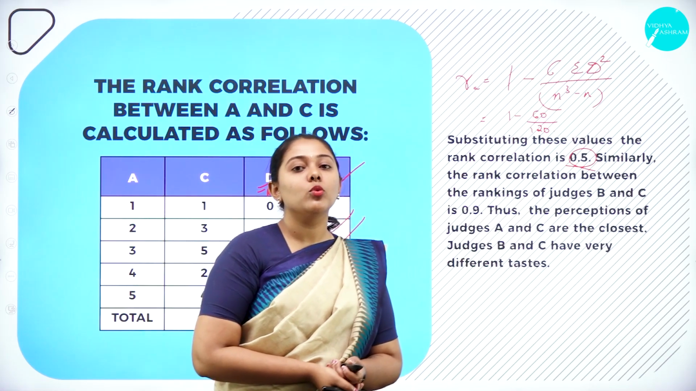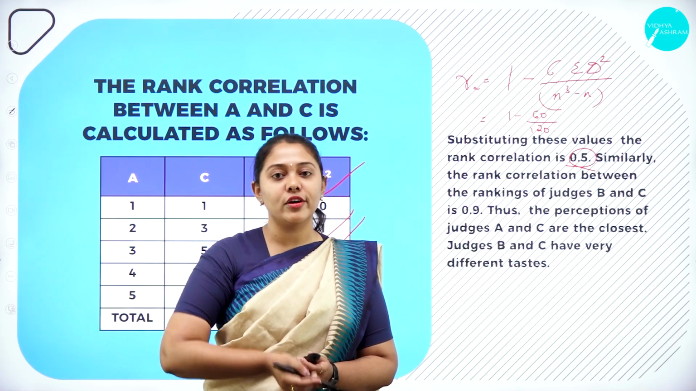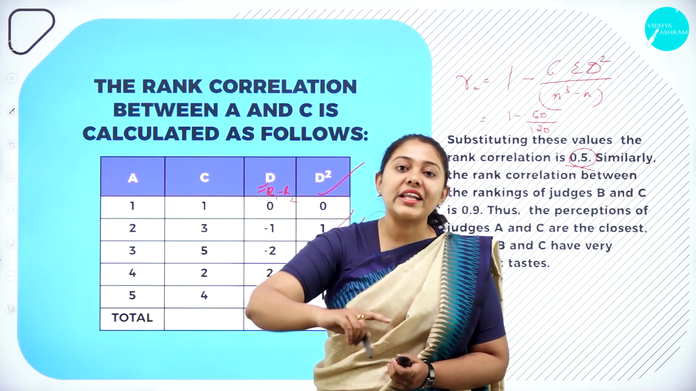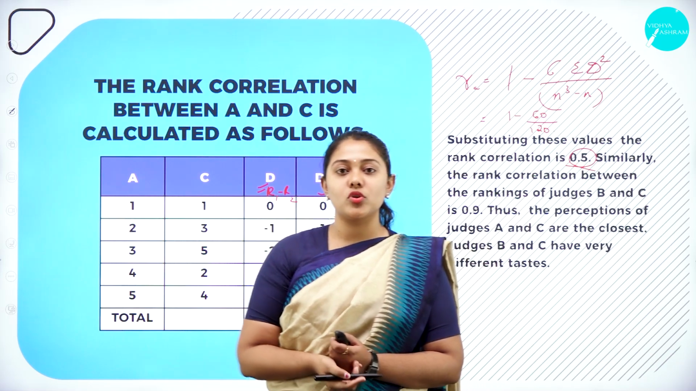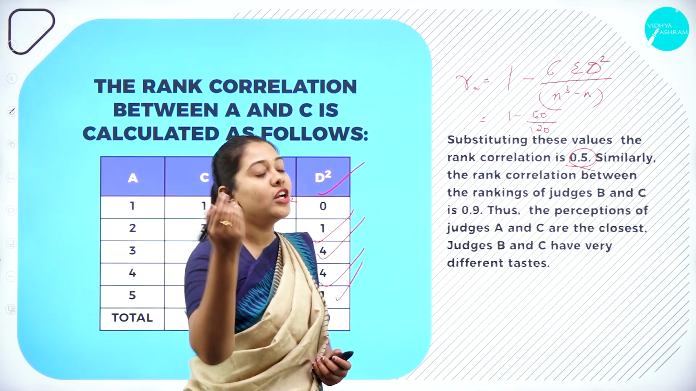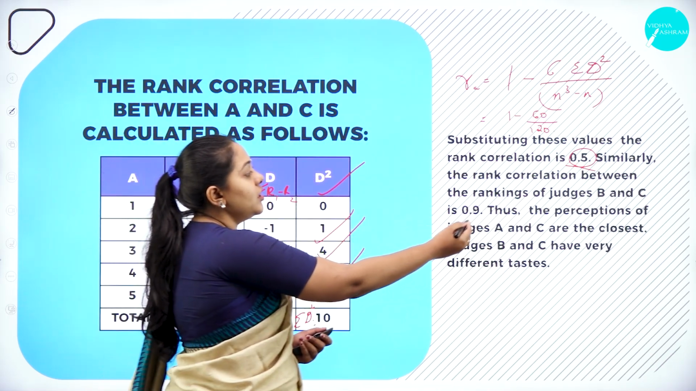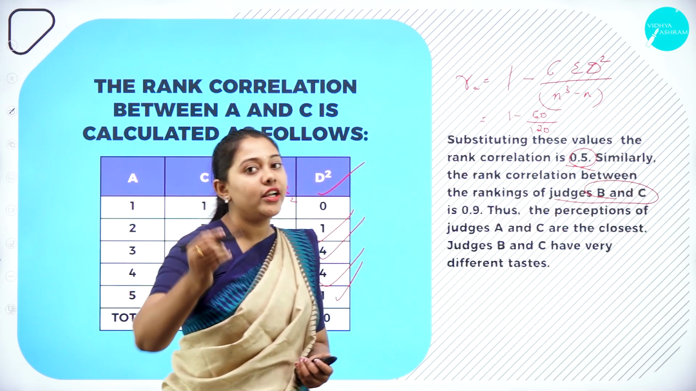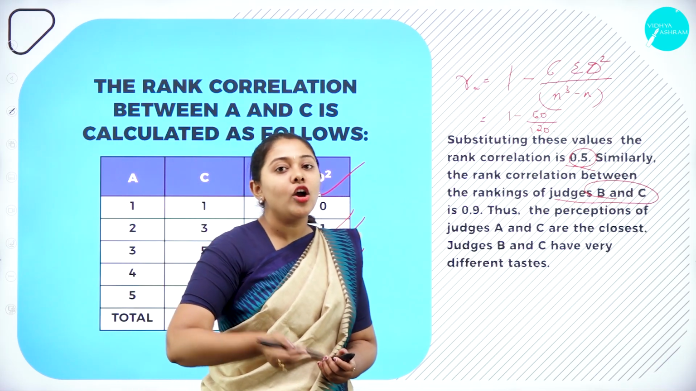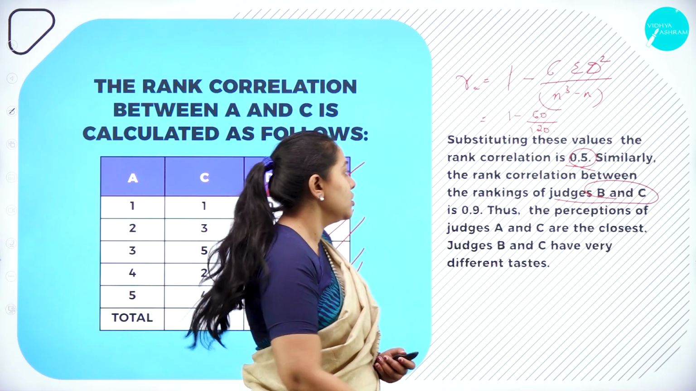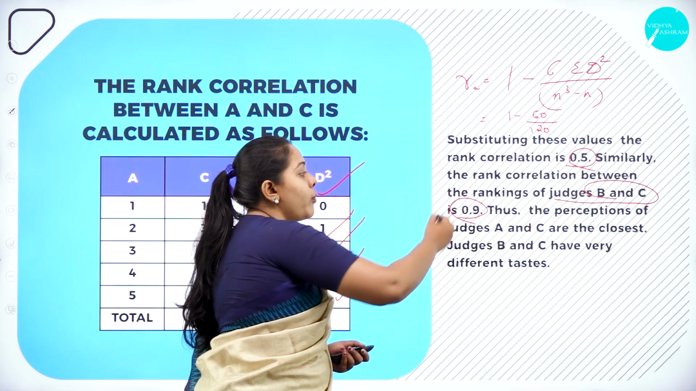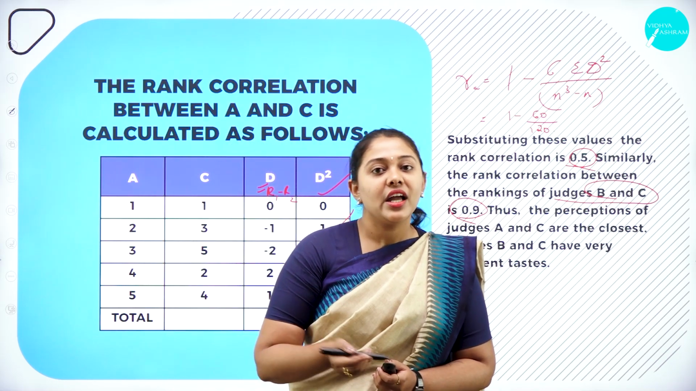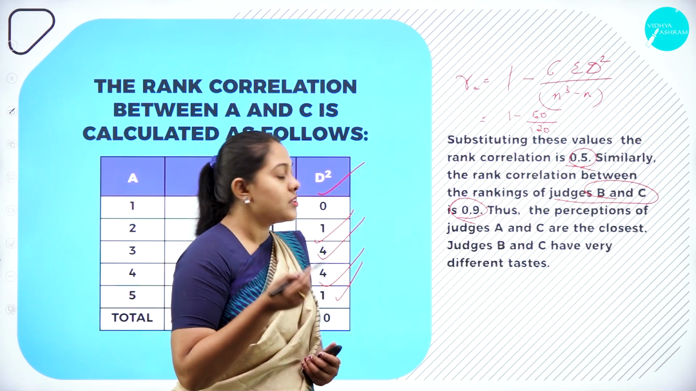Similarly, you have to do it for the remaining pair, that's homework for you, my dear students. To make you understand better, you need to solve the problem. So test yourself by solving the problem between Judge B and Judge C and find out the answer and tell your answers in the comment section. The answer will be 0.9. So check whether you have got 0.9 and comment in the comment section.